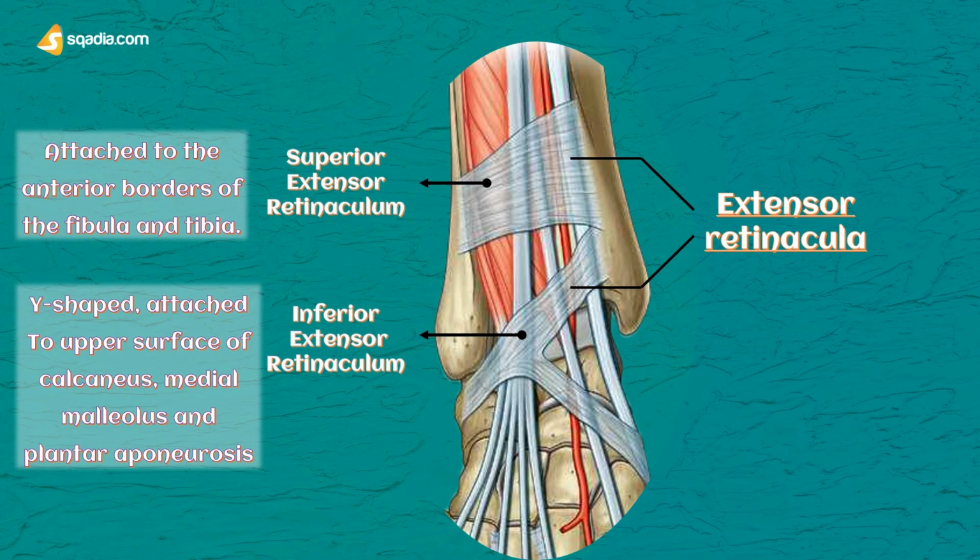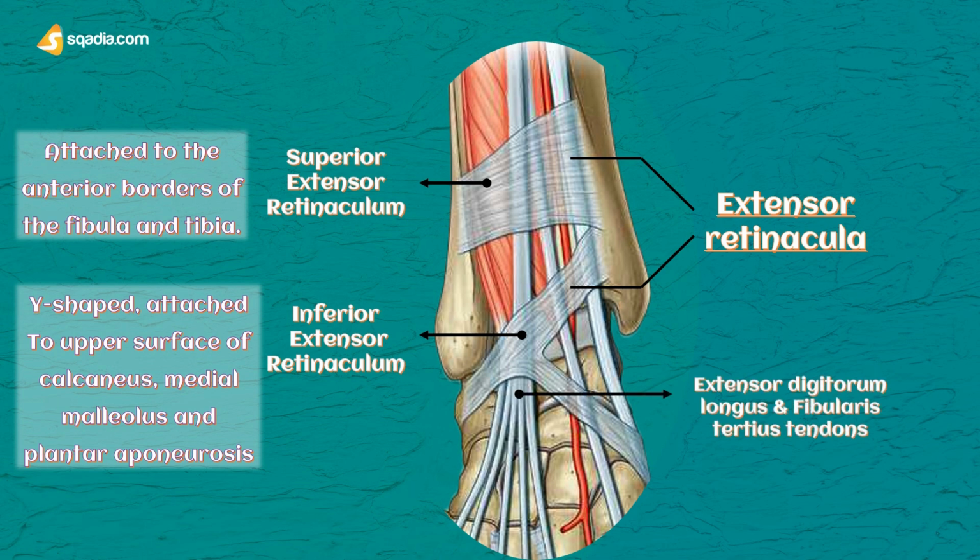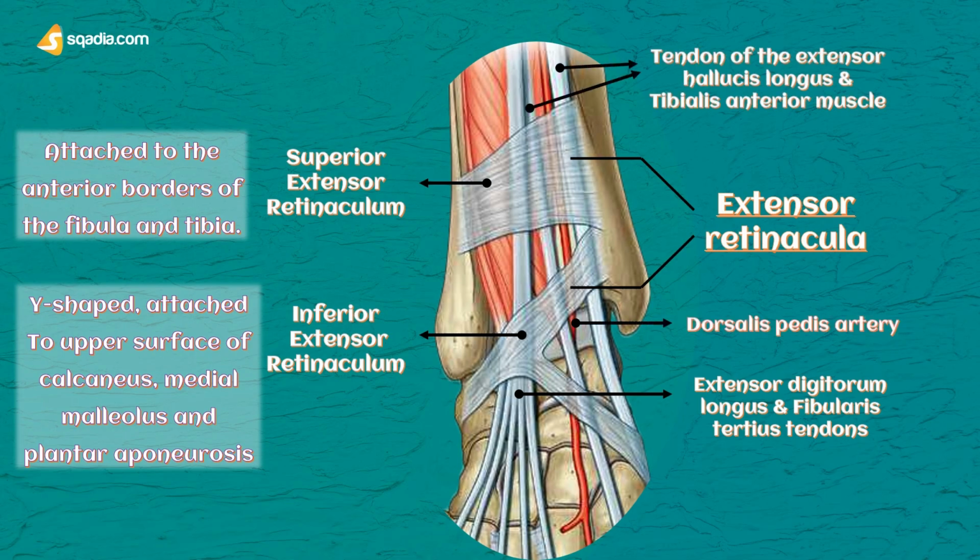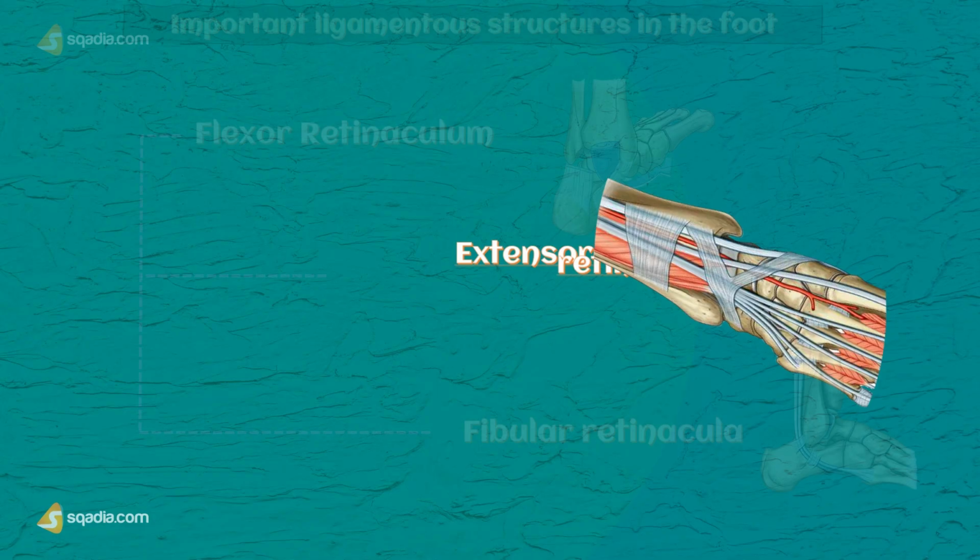On the lateral side of the proximal foot, a compartment accommodates the passage of the extensor digitorum longus and fibularis tertius tendons. The dorsalis pedis artery, the tendon of the extensor hallucis longus muscle, and finally the tendon of the tibialis anterior muscle all pass beneath the extensor retinacula medial to these tendons.